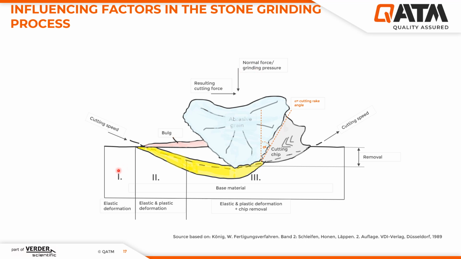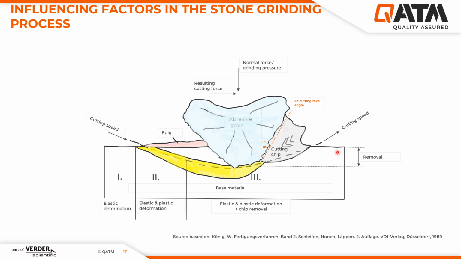The grain first deforms the material elastically and then plastically. Through a process called microplowing, material is displaced to the sides. The grain then begins to separate a chip from the material, creating material removal. The geometry of the abrasive grain also plays a role in the chip volume and the material removal.